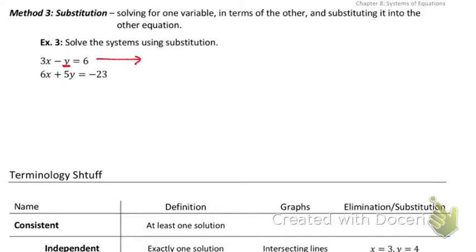So let's kick that out and let's go ahead and start solving for it. So we have 3x minus y equals 6. I would subtract 3x from both sides to give me -y equals a -3x plus 6. Divide both sides by a -1, which just changes all of the signs. So I have y equals 3x minus 6.